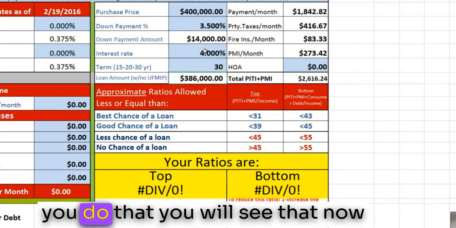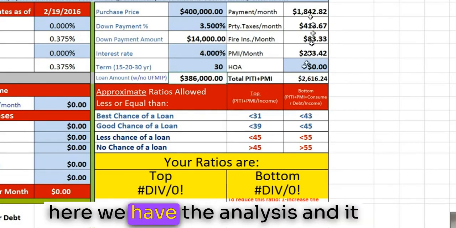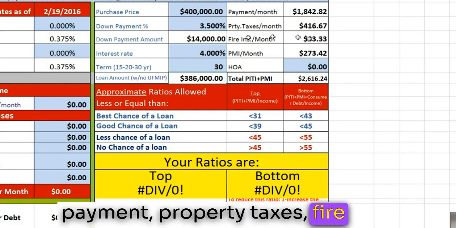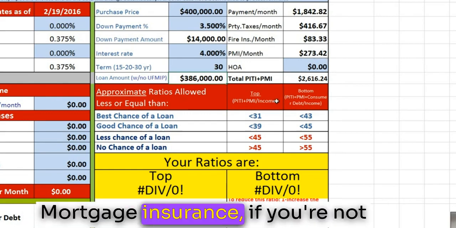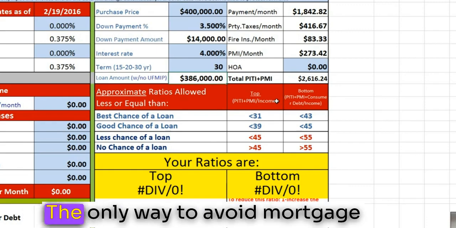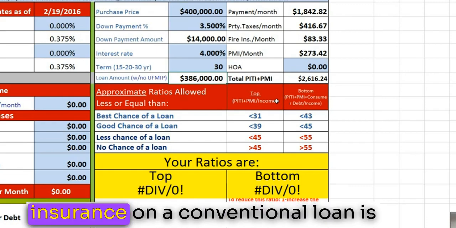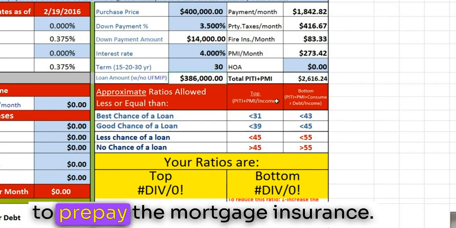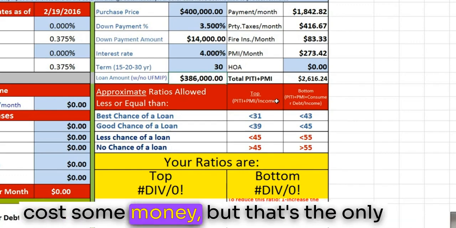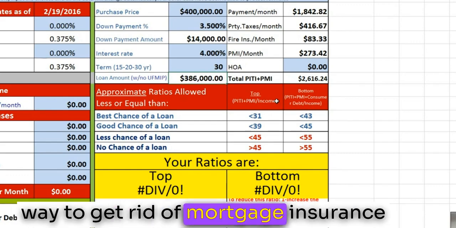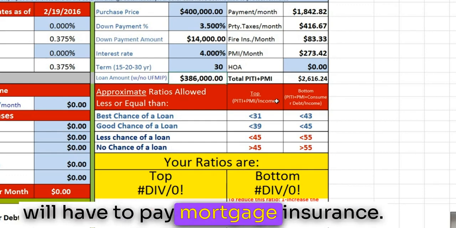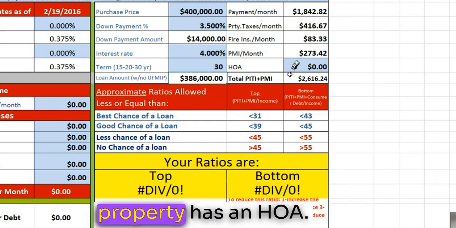Okay, once you do that, you will now see the analysis. It says this is principal and interest payment, property taxes, fire insurance, and mortgage insurance. Now, mortgage insurance, if you're not bringing 20% down payment, you will be hit with mortgage insurance. The only way to avoid mortgage insurance on a conventional loan is to prepay the mortgage insurance, and you need to talk to your loan officer about that choice, because it does cost some money, but that's the only way to get rid of mortgage insurance if you're bringing less than 20%. If you're bringing less than 20%, you will have to pay mortgage insurance. And then HOA, if the property has an HOA.